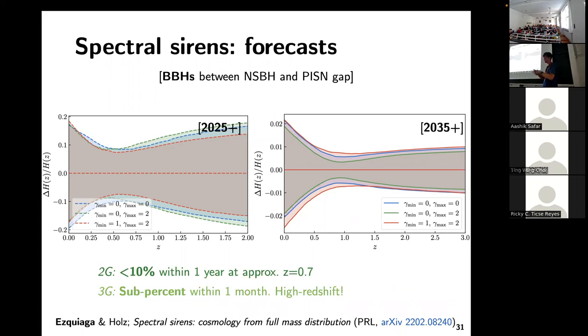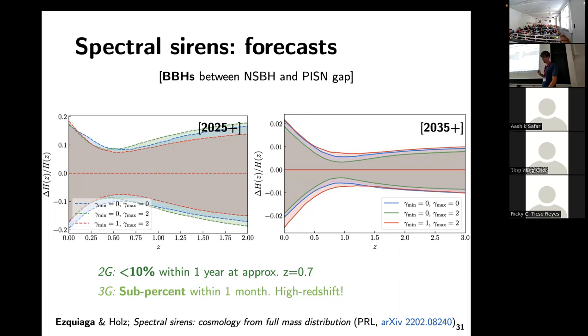So that's interesting. But I guess what is more exciting is that with the future detectors, even in one month, one could get constraints on the expansion rate better than 1% at redshift higher than 1. And that I think is something which is very interesting.